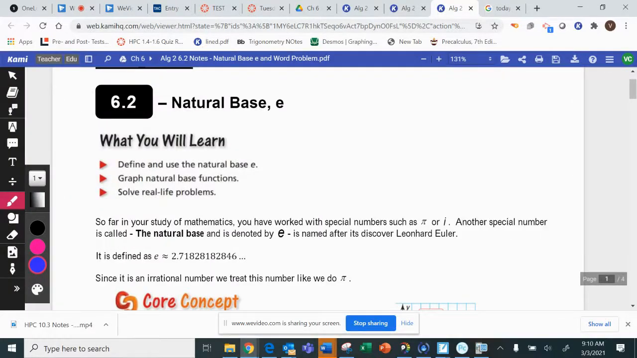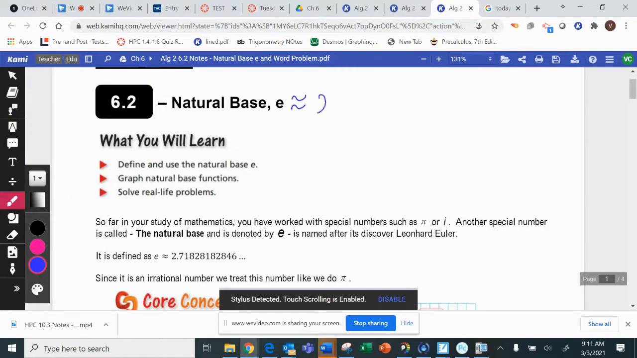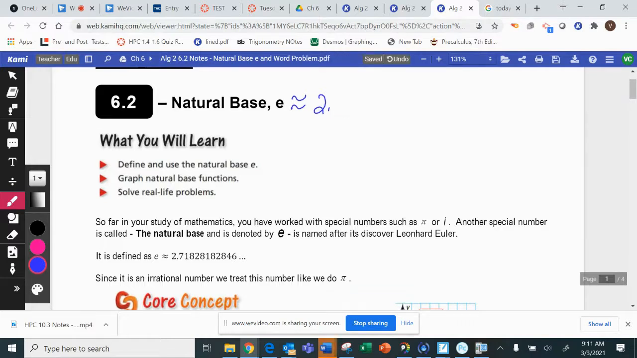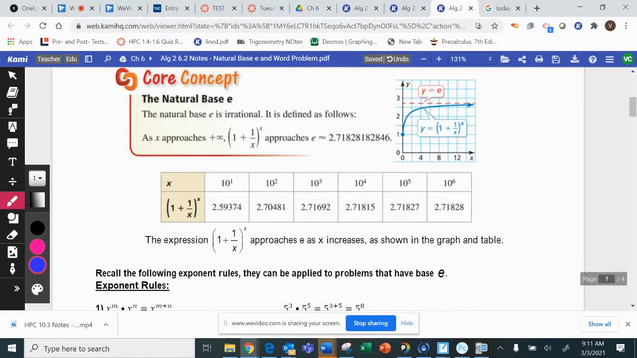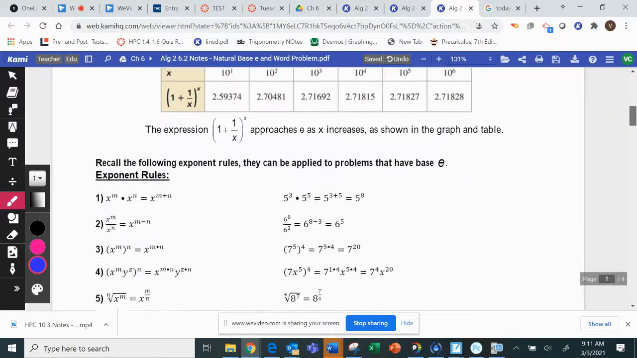Okay, so the natural base e. e is approximately 2.7183. Let's just go 2.718. I like that. 2.718 kind of has a good ring to it. Okay? There it is. It's right here. All of this is how we find it.